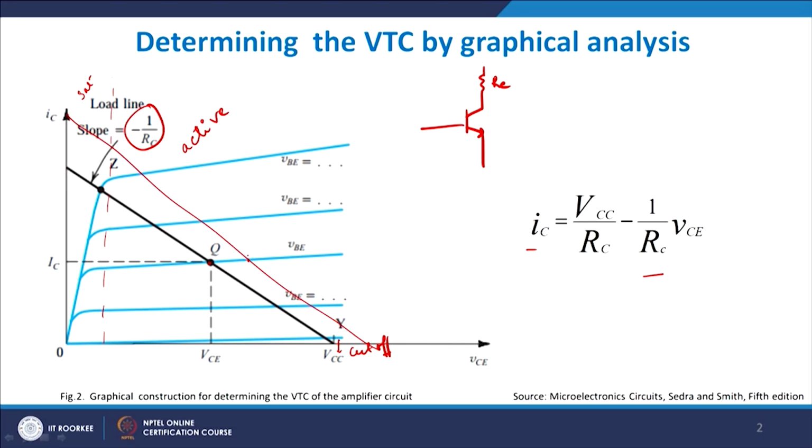If you make your VCC larger and larger, the load line will move to the right. If you make it smaller and smaller, it will move to the left. So it will move like this if VCC is made high, and it will move to this side if VCC is made lower. And depending on the value of RC, the slope of the load line will go on changing, fine.